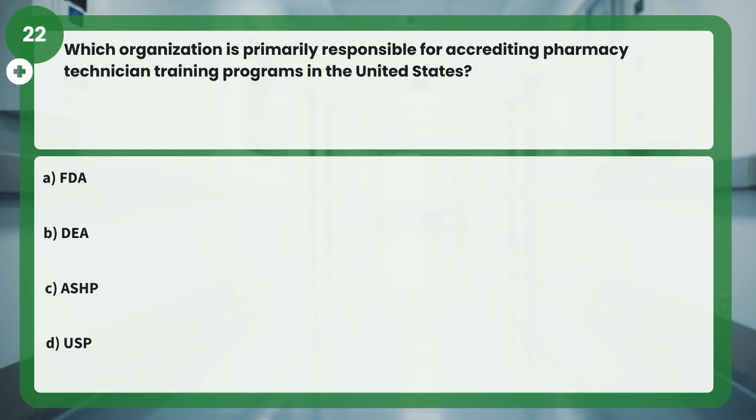Question 22. Which organization is primarily responsible for accrediting pharmacy technician training programs in the United States? A. FDA. B. DEA. C. ASHP. D. USP.